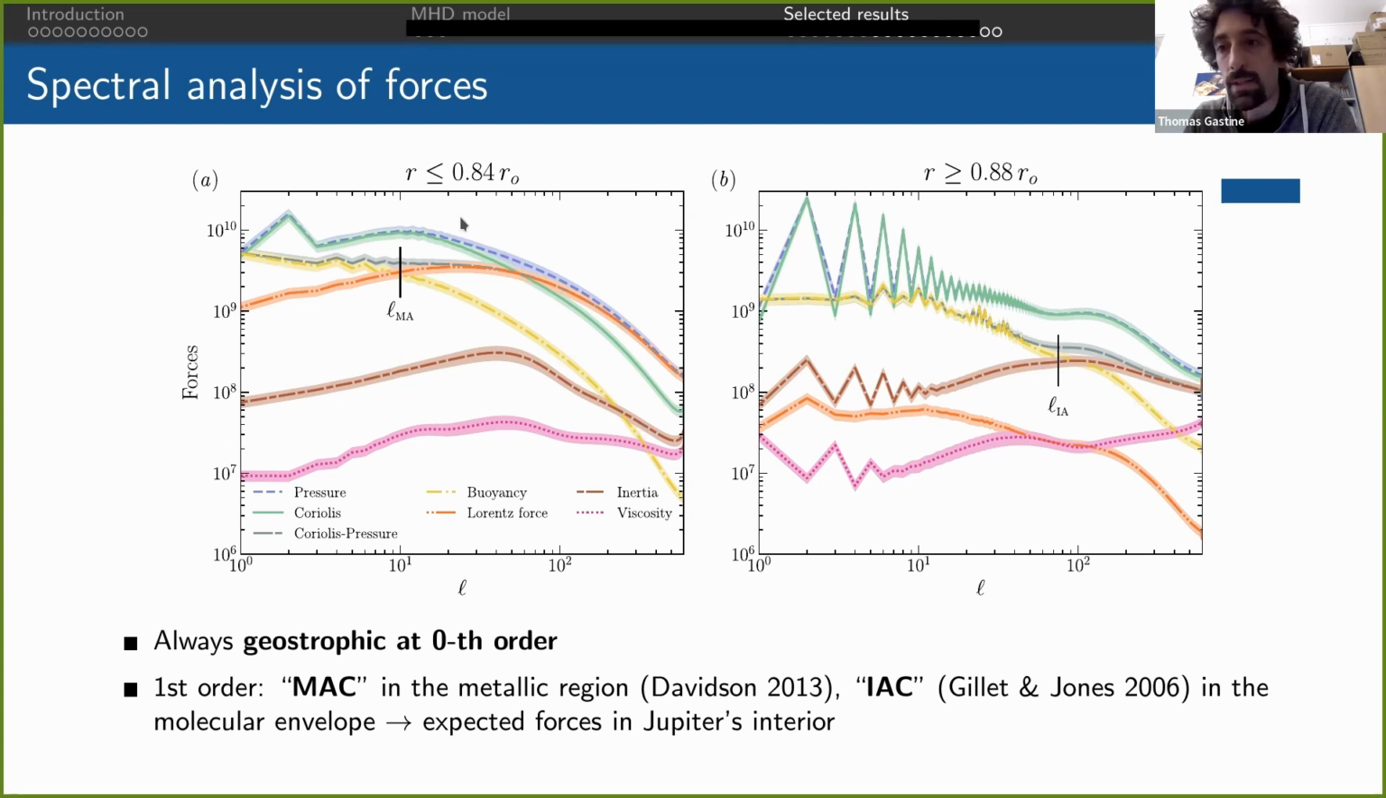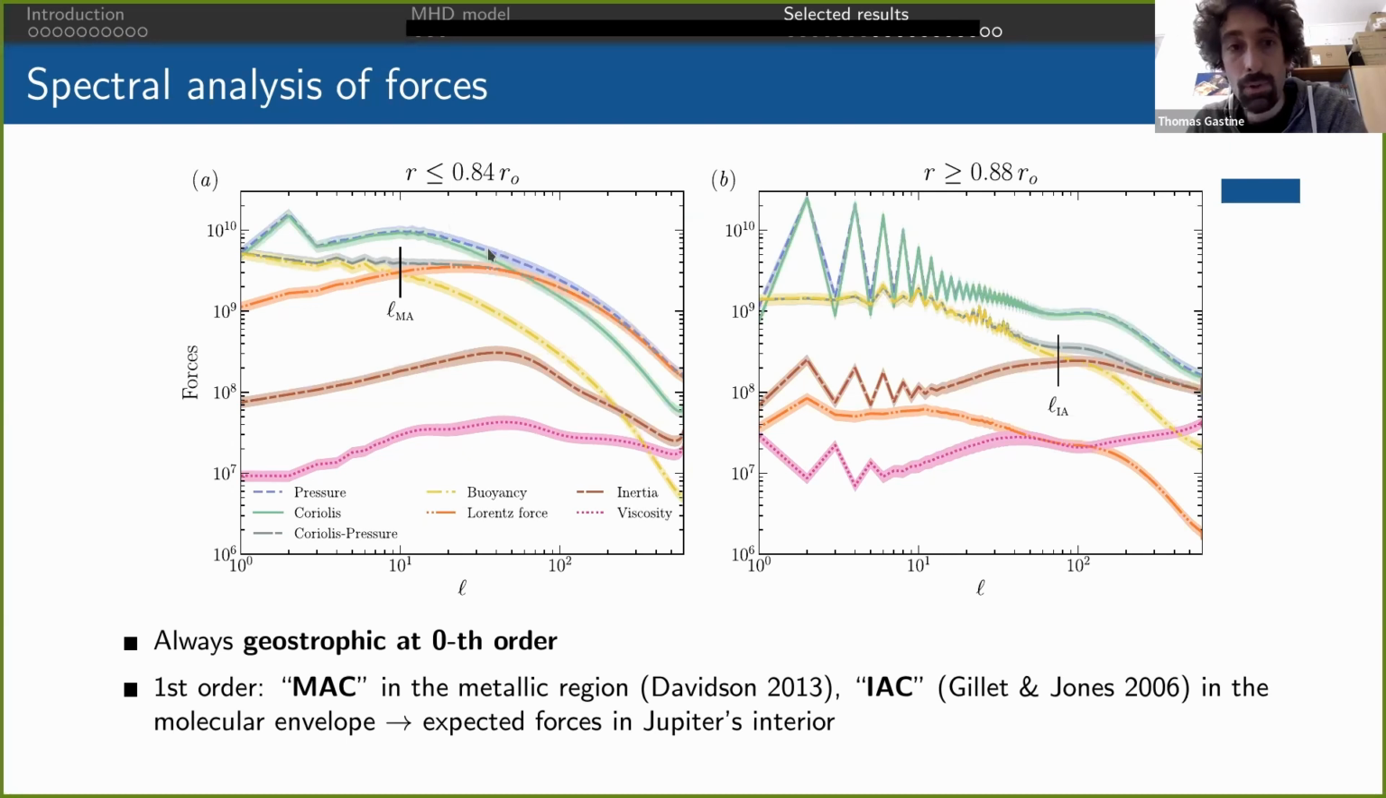There are two panels, the left one corresponding to the metallic dynamo region, while the right one corresponds to the external molecular envelope. On both panels, what we see as leading order forces are these blue and green lines, which are pressure and Coriolis. So you have a zeroth order balance between pressure and Coriolis force. This is called the geostrophic balance, and this is expected for a rapidly rotating system.